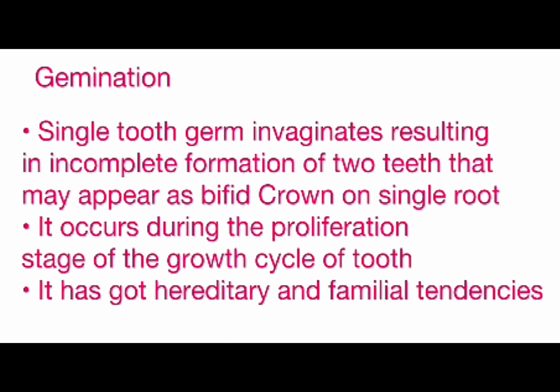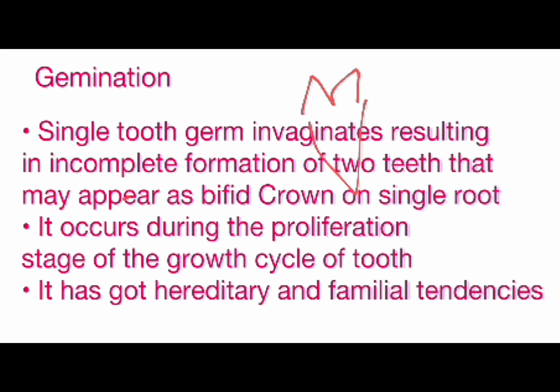So what is gemination? Gemination is nothing but when a single tooth germ invaginates, resulting in incomplete formation of two teeth that may appear as a bifid crown on a single root. It will appear somewhat like this. The crown will be two, but the root will be one.